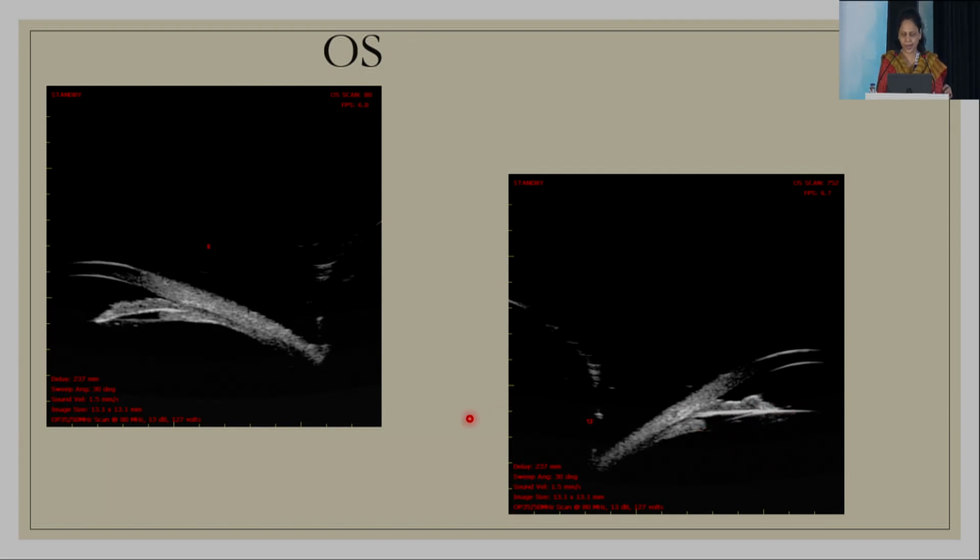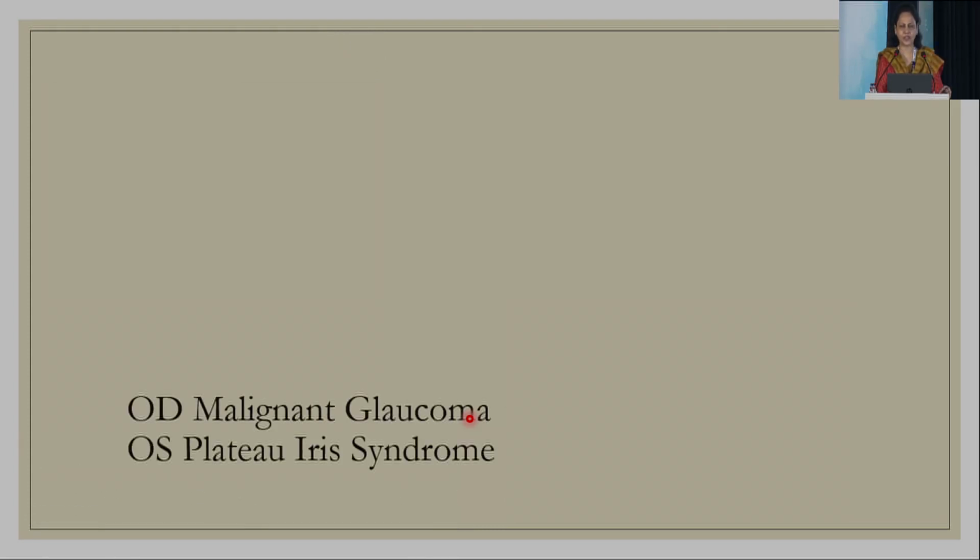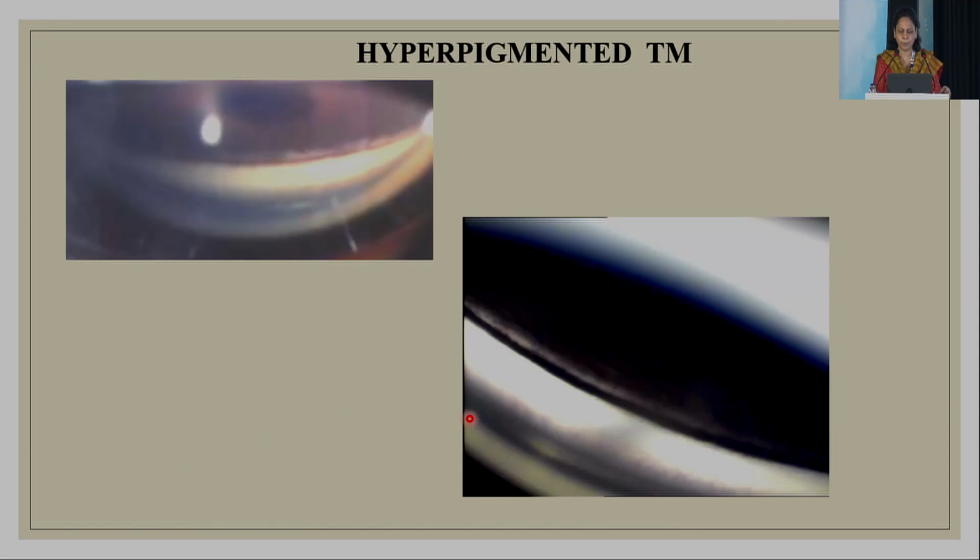So now a diagnosis, what do you make in your mind? That's malignant glaucoma in the right eye, and in the left eye it was a plateau iris. And plateau iris eyes are the eyes which are more prone to go into malignant glaucoma.